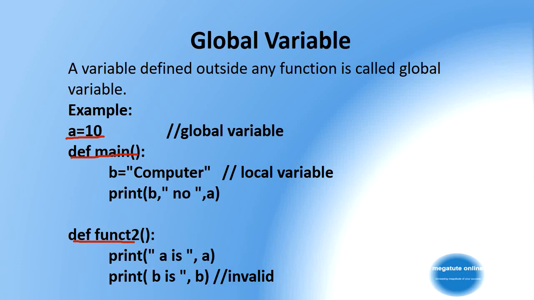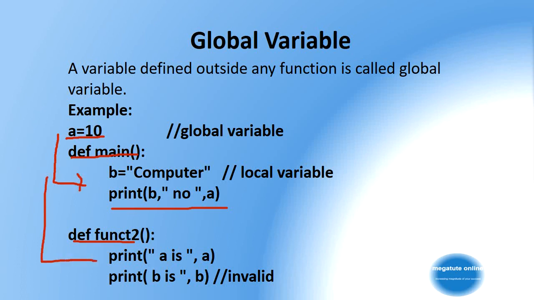Here I have another variable b equals "computer", which is defined inside the main function. So this variable is local to the function main. So if I print b and a, it's going to print the value computer and 10. It can access a because this a is global, so it can be accessed in all the functions.